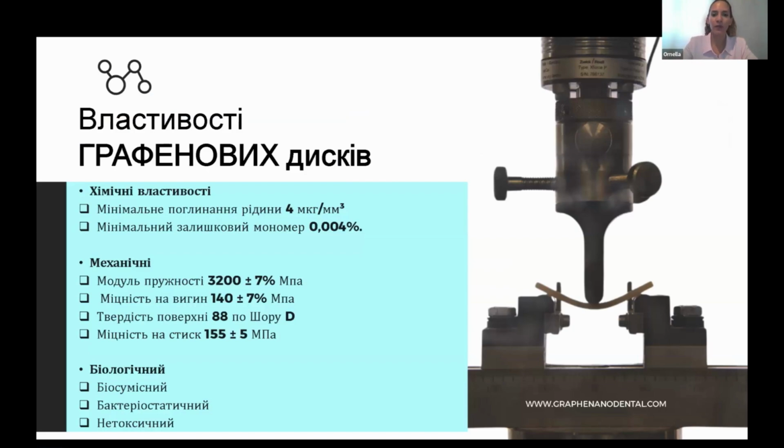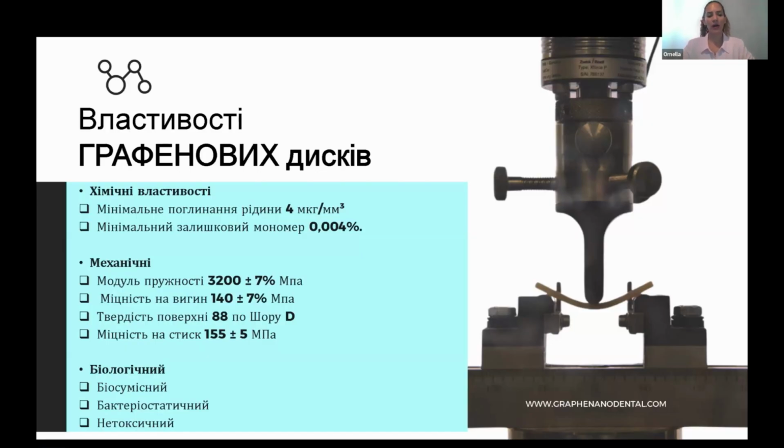Okay, G-CAM is our graphene product. It's a disc that we are going to use with the CAD-CAM technology. And these are the properties of our material. When we talk about the minimal liquid absorption, this is obviously a chemical property of the product. We are going to have 4 milligrams per millimeter cube. If we compare with other materials on the market, we will see that it's a very good property of the G-CAM. So you can imagine a comparison. Ours is, as I mentioned, 4 milligrams per millimeter cube. Others on the market are around 26, okay?